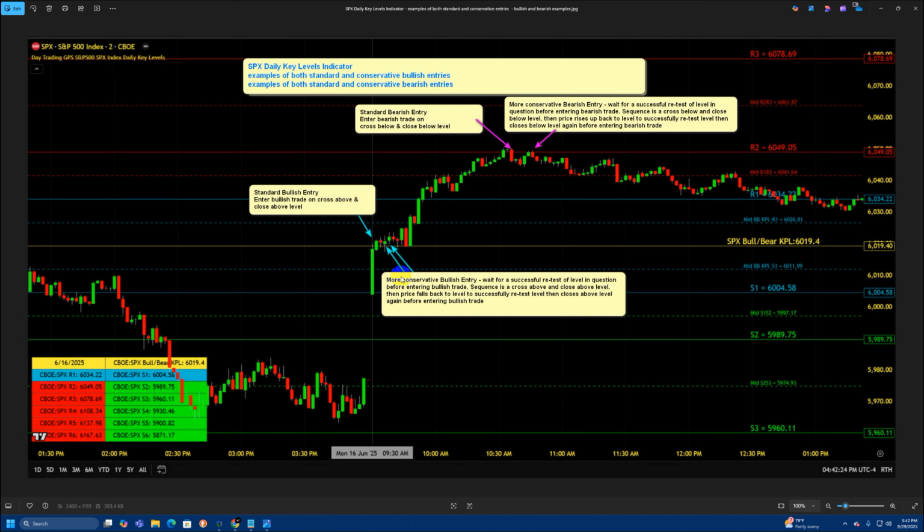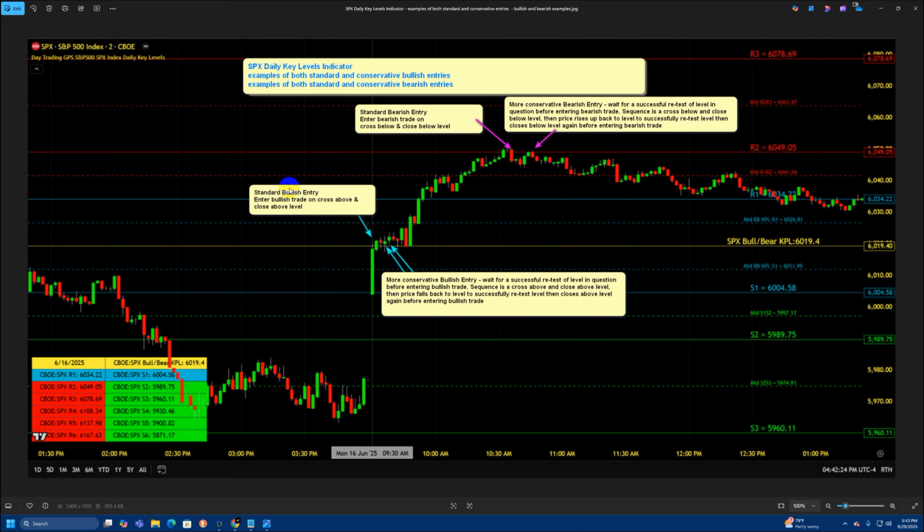Just keep in mind that if you are going to use the more conservative bullish entry that requires a retest, many times price, after initially crossing above and closing above, will just continue to keep closing above in successive candles, and there will be no retest. So if you use the more conservative entry, there are going to be times where you are going to miss entries because there is not going to be a retest. In this case, there was a retest.